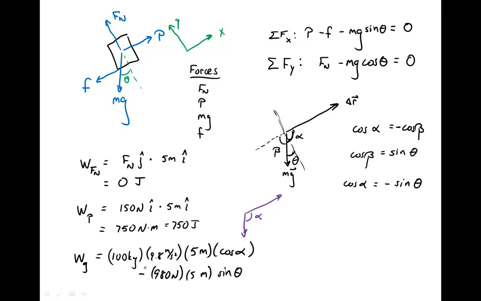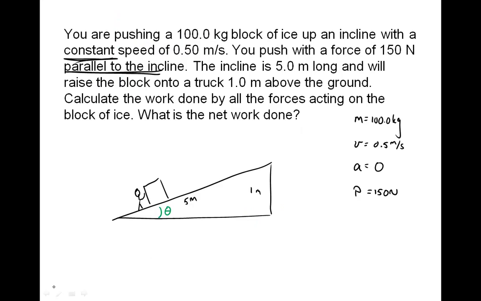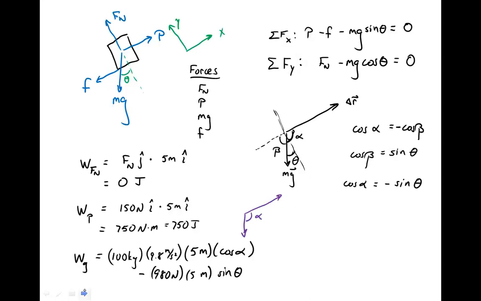But there's a minus sign here. But 5 meters times the sine of theta, look at the diagram, here's theta. The sine of theta is equal to 1 meter over 5 meters. And so 5 meters times the sine of theta is equal to 1 meter. And so this part right here becomes 1 meter. And so I get minus 980 newtons times 1 meter.